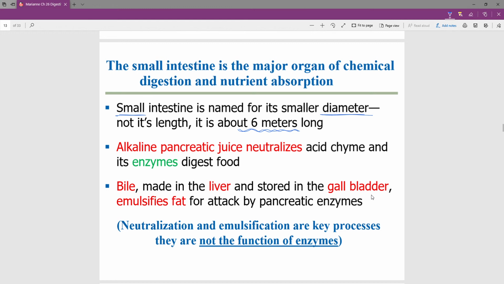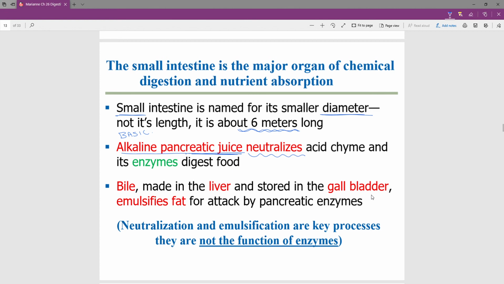A few key things happen in the small intestine. So we had the acidic chyme being deposited into the small intestine from the stomach. And here we have one of our accessory organs, the pancreas, which is going to secrete an alkaline pancreatic juice. The word alkaline means basic; bases are the opposite of acids. And so a basic pancreatic fluid is going to neutralize the acid chyme from the stomach.